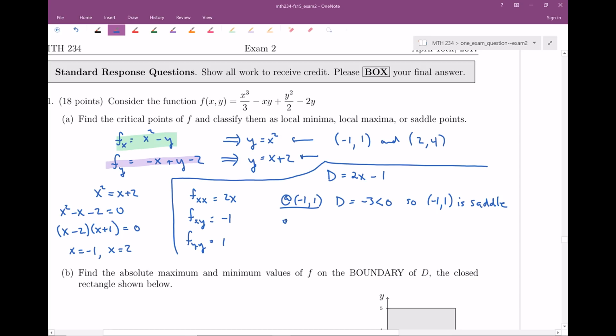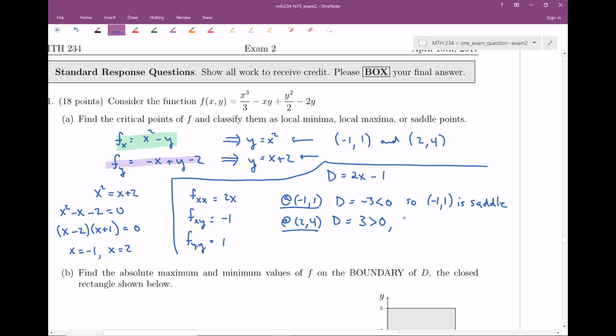How about at our other point? So at our point (2, 4). In this case, D, again, I'm plugging in 2 everywhere I see an x, 4 everywhere I see a y. So that's going to be 4 minus 1, that's going to be positive 3. That's greater than 0. So therefore, we're in Calc 1 world.